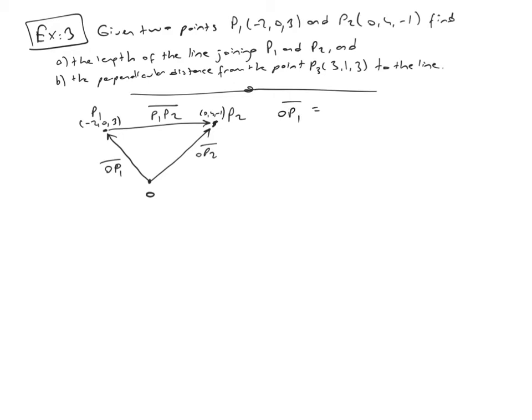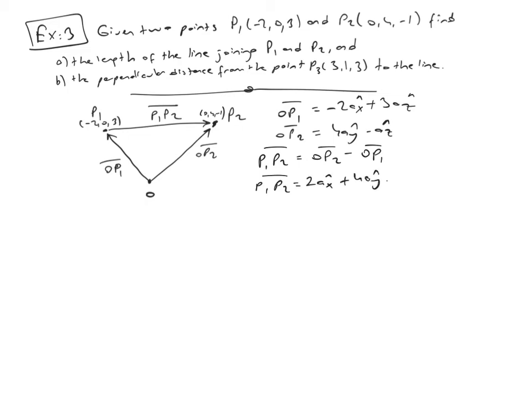Vector OP1 is equal to... and vector OP2 is equal to... Vector P1P2 is equal to vector OP2 minus vector OP1, and it is equal to... and the magnitude of vector P1P2 is equal to 6, and this is part A. And in part B we are asked for the perpendicular distance from the point P3 to the line which connects the points P1 and P2. Let's say this is point P3.